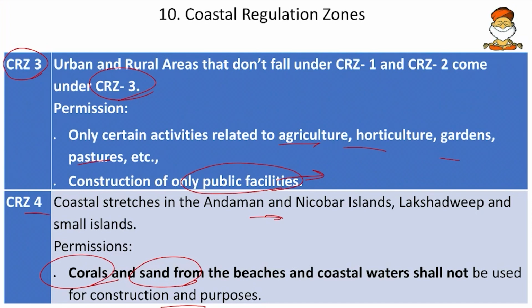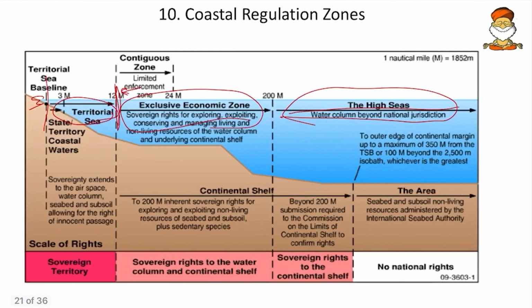So just have a brief look at all these, because if a question comes, till now no question has come on CRZ, and even on the exclusive economic zone, questions haven't come. So make sure you remember, and along with that you also remember what a continental shelf is, what a continental slope is, what a continental rise is and what an abyssal plain is.